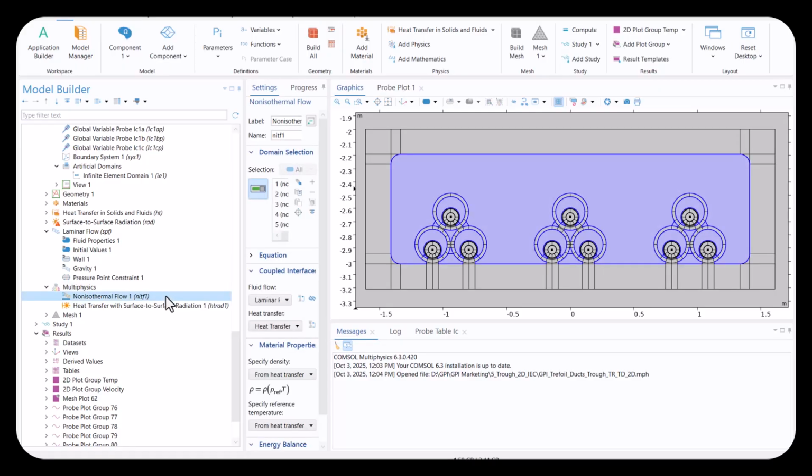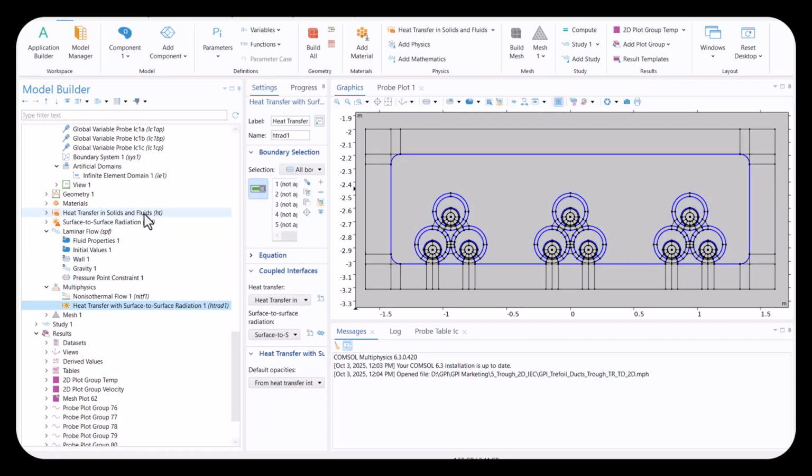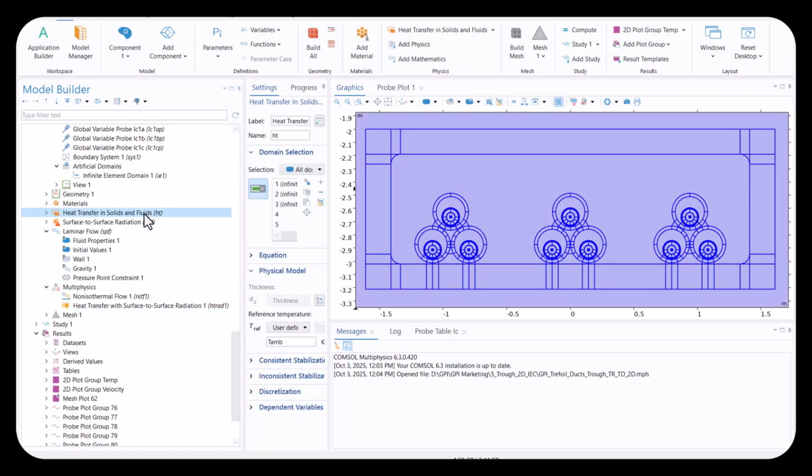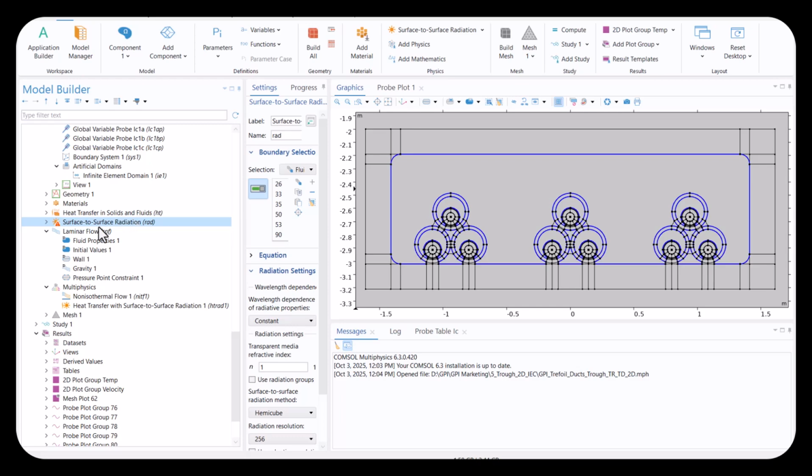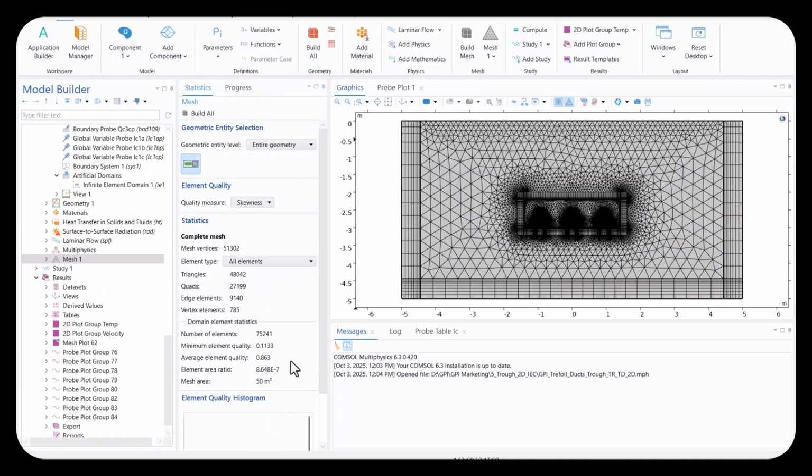Multiphysics interface nodes are applied to easily and automatically couple heat transfer in solids and fluids with surface-to-surface radiation and with laminar flow. Here is an overview of the mesh with an average element quality of 0.863.